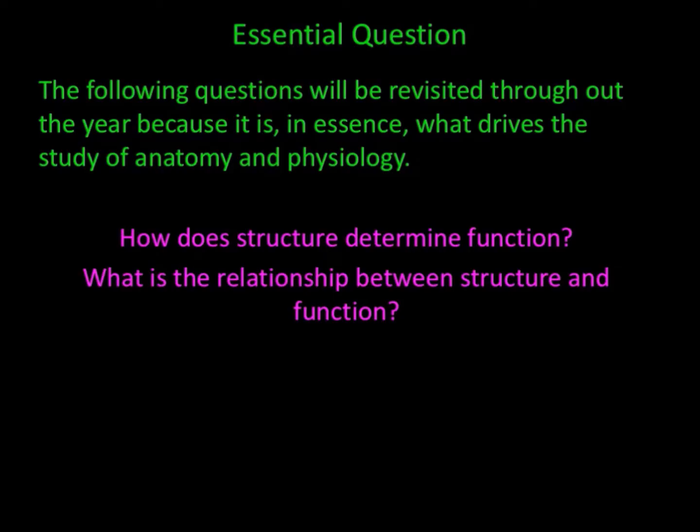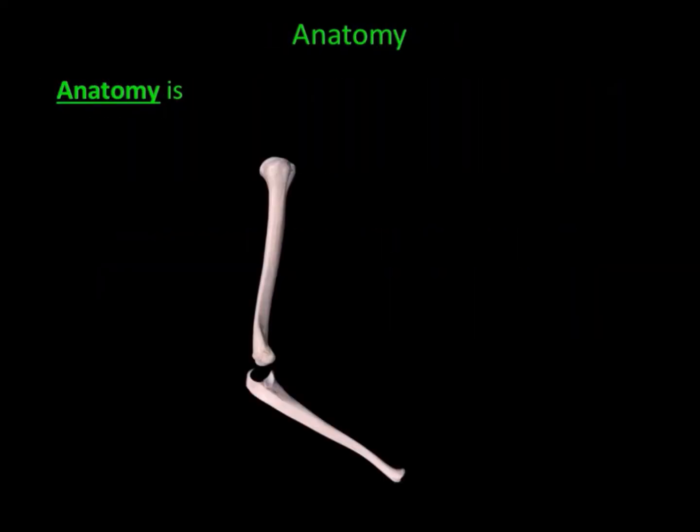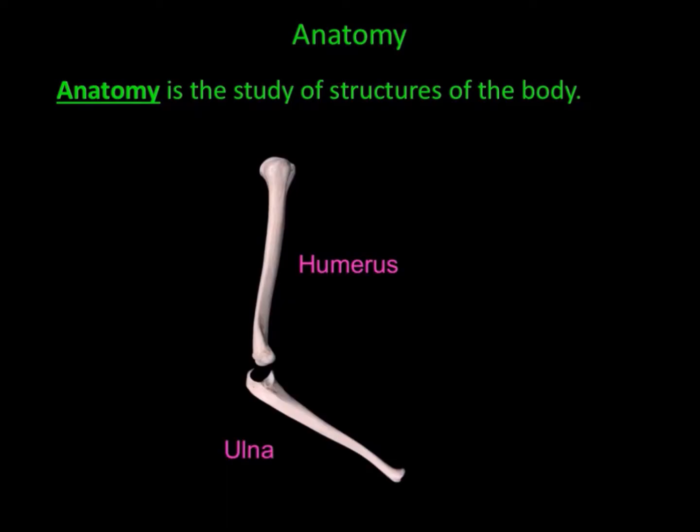In other words, we'll be looking at how structure determines function, and, if any, what relationship exists between structure and function. Anatomy is the study of structures of the body. And when we examine structures, we'll also be looking at their composition and their shapes. For example, take a look at the two bones that are in the picture. You have the humerus and you have the ulna.